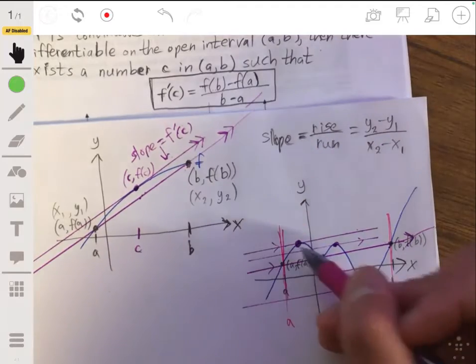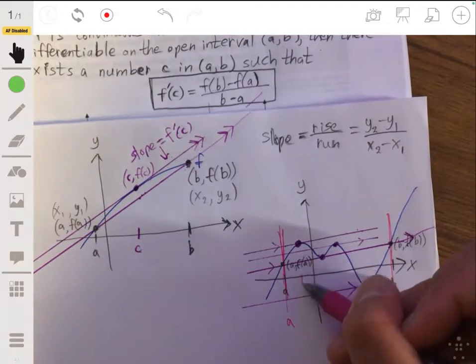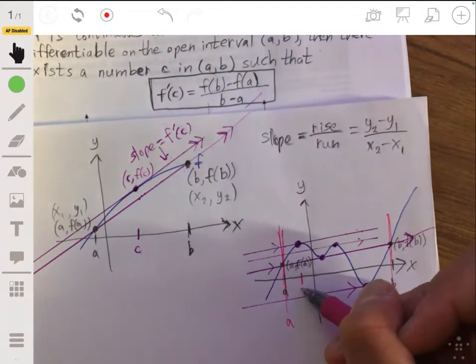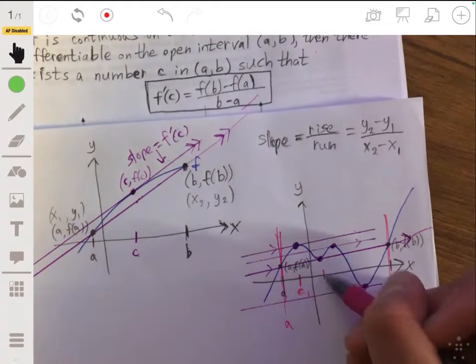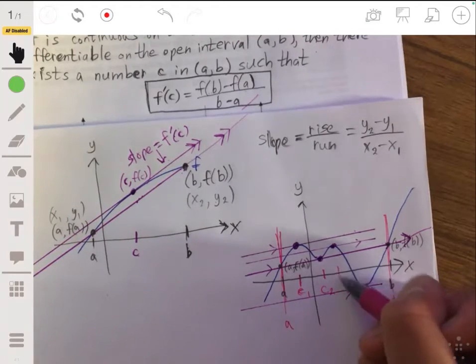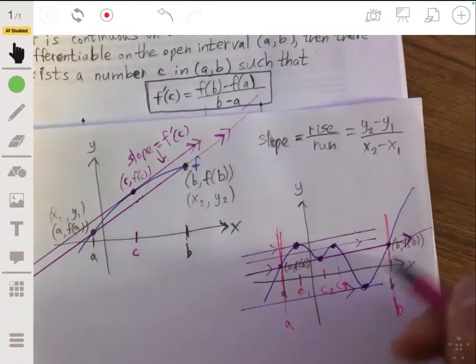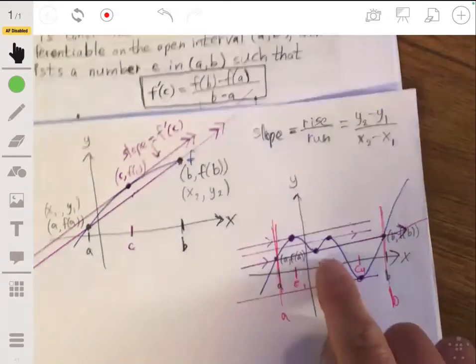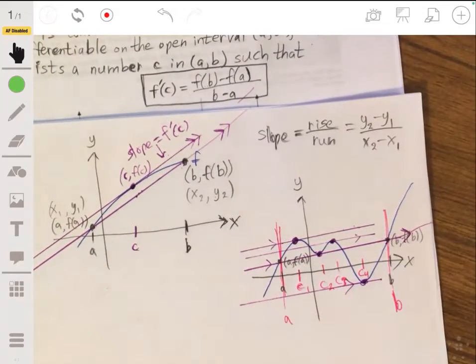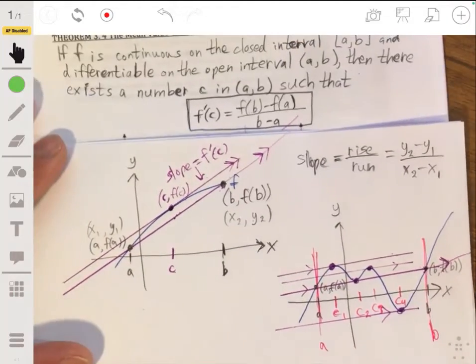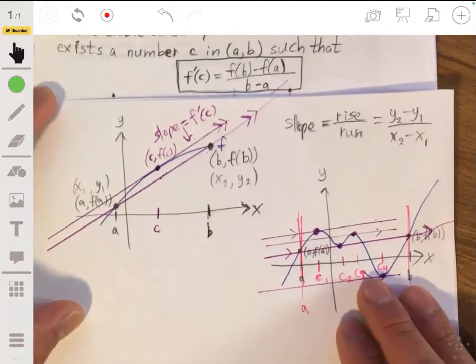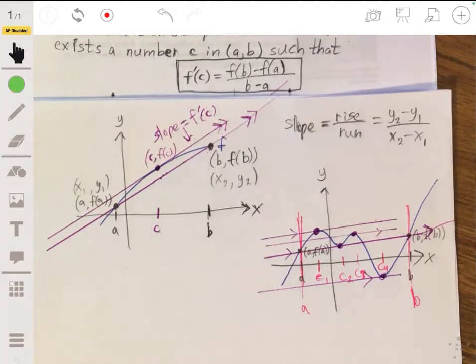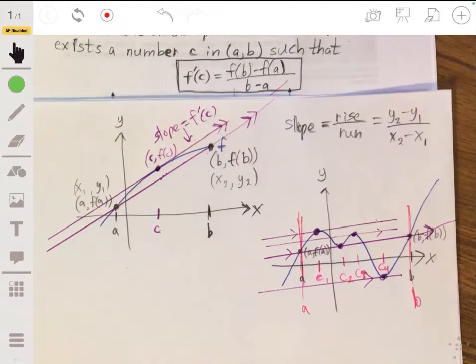But look, all of these points have x values. I'm going to call them C1, another x value here, C2, C3 over here, C4. See, all those points are between A and B. And again, I just drew some crazy line. I didn't plan a specific line out. I just drew one randomly and showed you that it's going to work. So that's what the mean value theorem is saying.